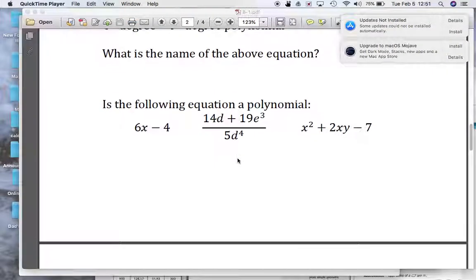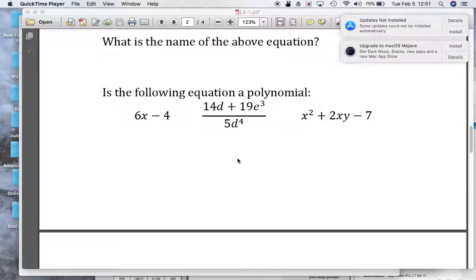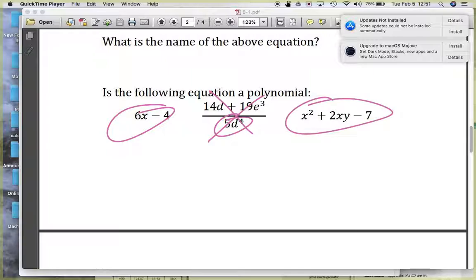To determine if something is a polynomial, first off, all the powers have to be whole numbers. Secondly, they cannot, well, actually, that's it for polynomial. So whole numbers means that the lowest power is 0, and they're all just regular numbers. So this one has a negative, technically. So this one is not a polynomial, while these two are. Okay?